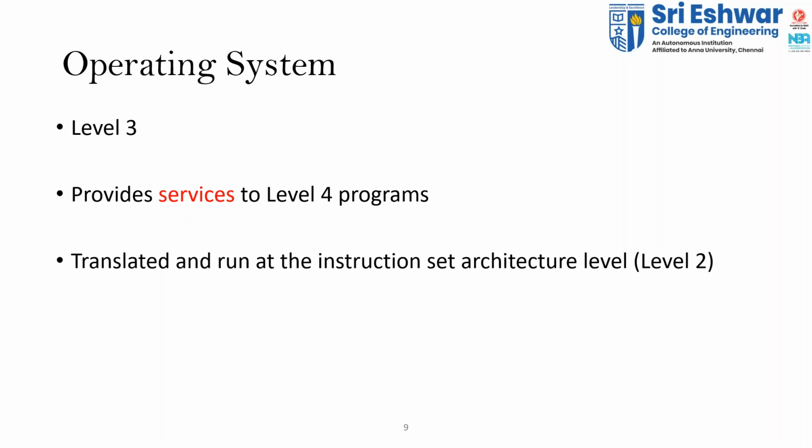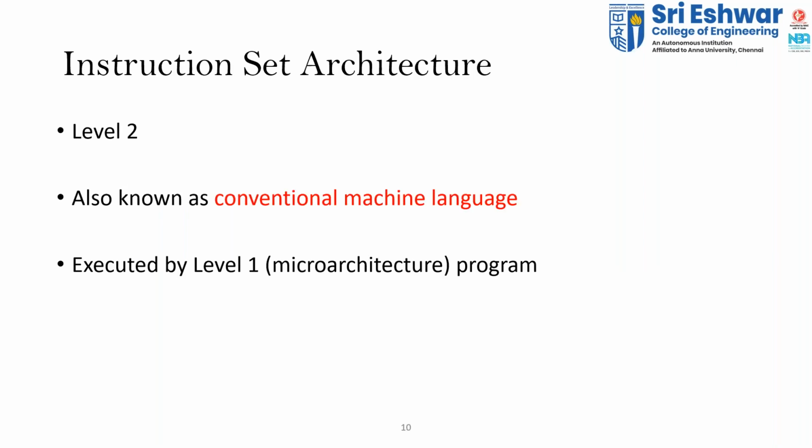What is level 4? Level 4 is assembly language programming. So for output, I should have this operating system. And next, this is used to translate and run at the instruction set architecture at level 2. My level 2 will be the instruction set architecture.